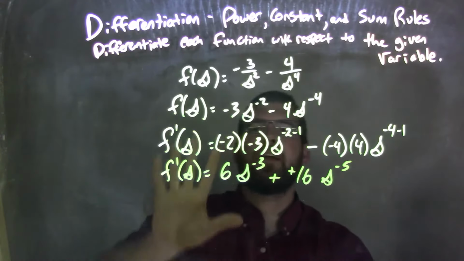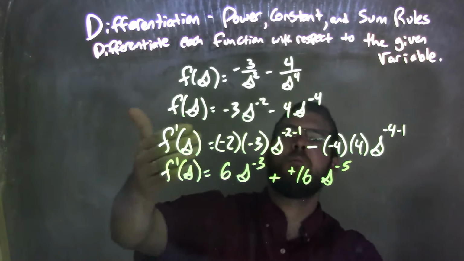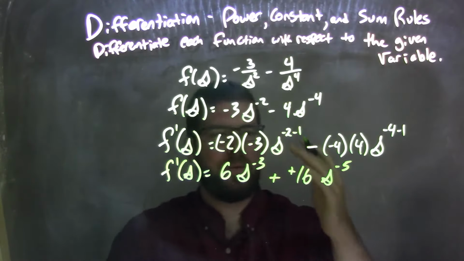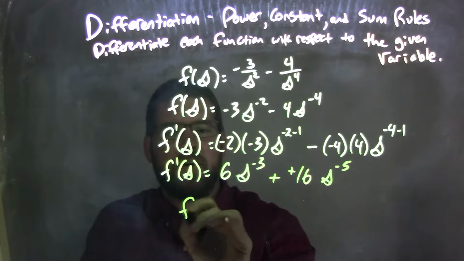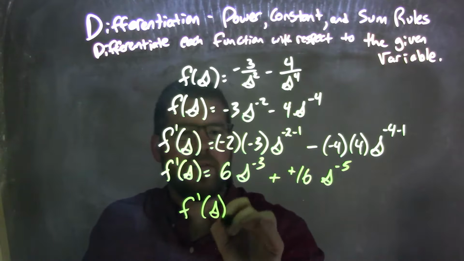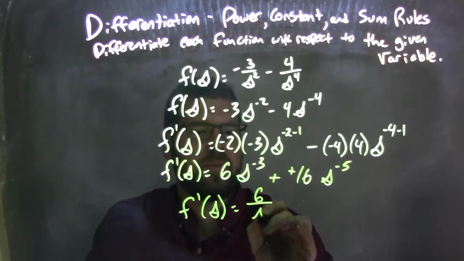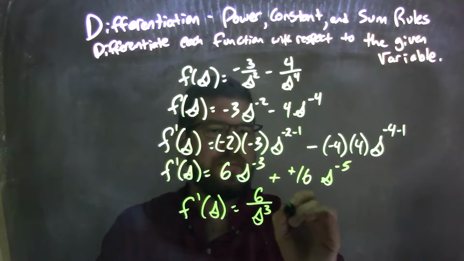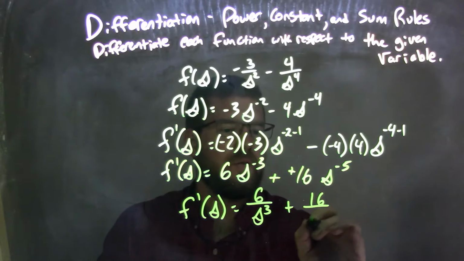Okay? So now that I've made everything a negative exponent, I'm going to make them all positive exponents by putting them in the denominator. So simplified, my final answer, f prime of s, is just 6 over s to the positive 3rd power, plus 16 over s to the positive 5th power. And there we have it.